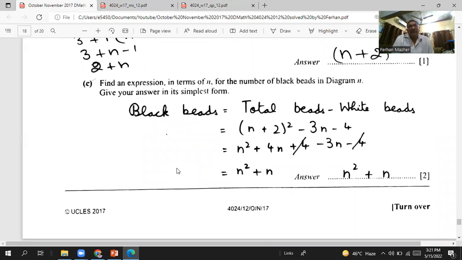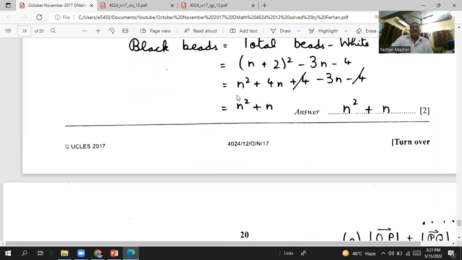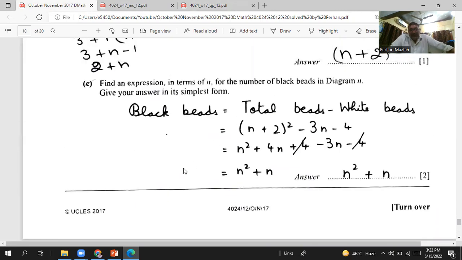So it will be (n plus 2) whole square minus (3n minus 4). Okay, so n square plus 4n plus 4 minus 3n minus 4, the 4s will be cancelled. So you will have n square plus n. So the black beads will be n square plus n.